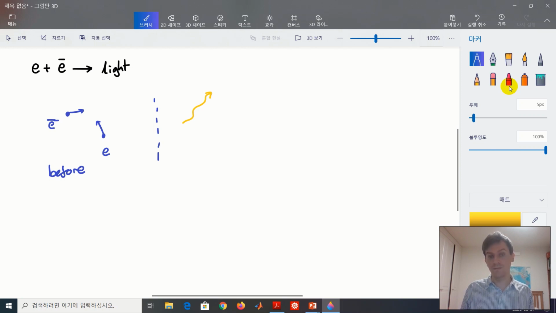Okay, so this cannot happen. You cannot get an interaction where an electron and a positron annihilate and only give you a single photon, and the reason is conservation of momentum. I can look at the same interaction in the center of mass frame.